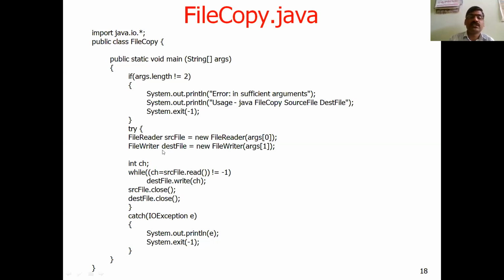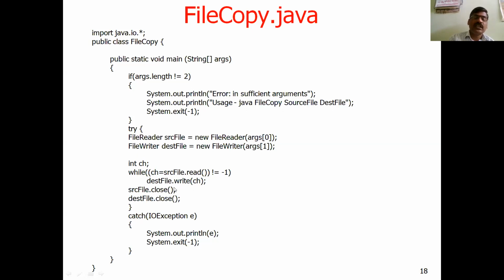So FileWriter dest file is equal to new FileWriter of args of 1. Then I'm reading the data from the source file using the read method. So ch is equal to srcFile.read. If it is not equal to -1, that means we have not reached the end of file, then the ch we have to write into the destination file, destFile.write of ch. So you have to repeat this until you reach the end of file in the source file.